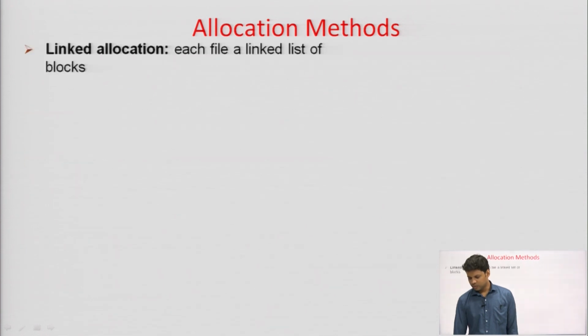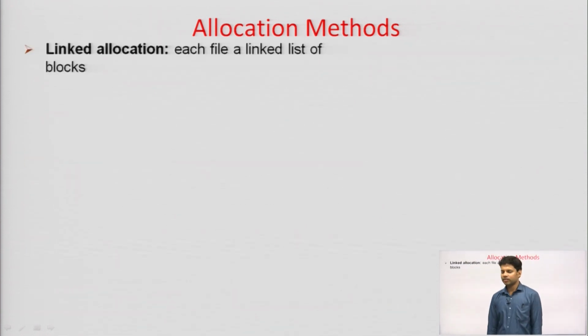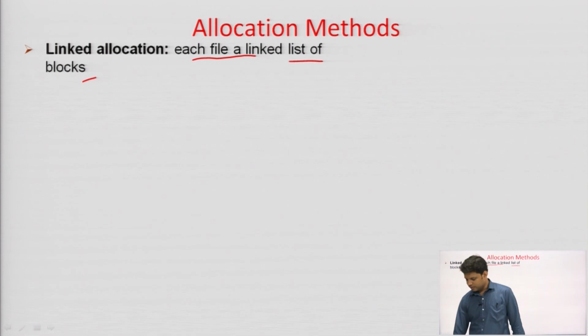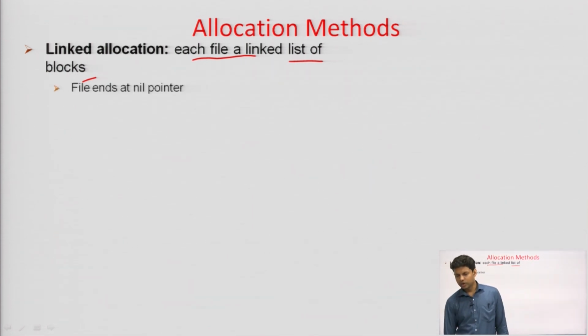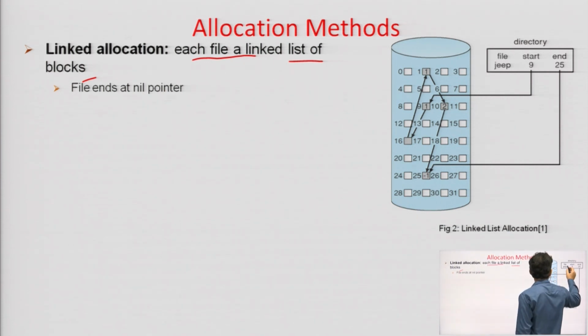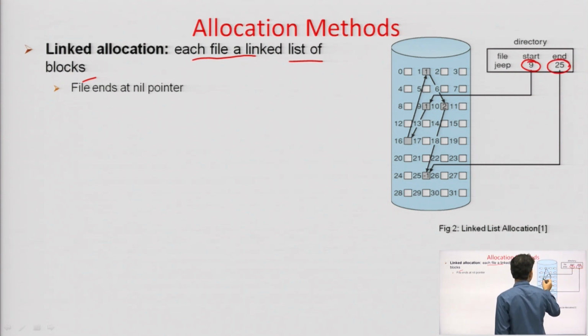Okay, so the next allocation method is your linked allocation. What is this linked allocation? Each file is a linked list of blocks, and the file ends at a nil pointer. You can see here is a file which is starting from location 9 and ending at 25. Block 9 is where the file starts, and it keeps the file data as well as a pointer to the next node.